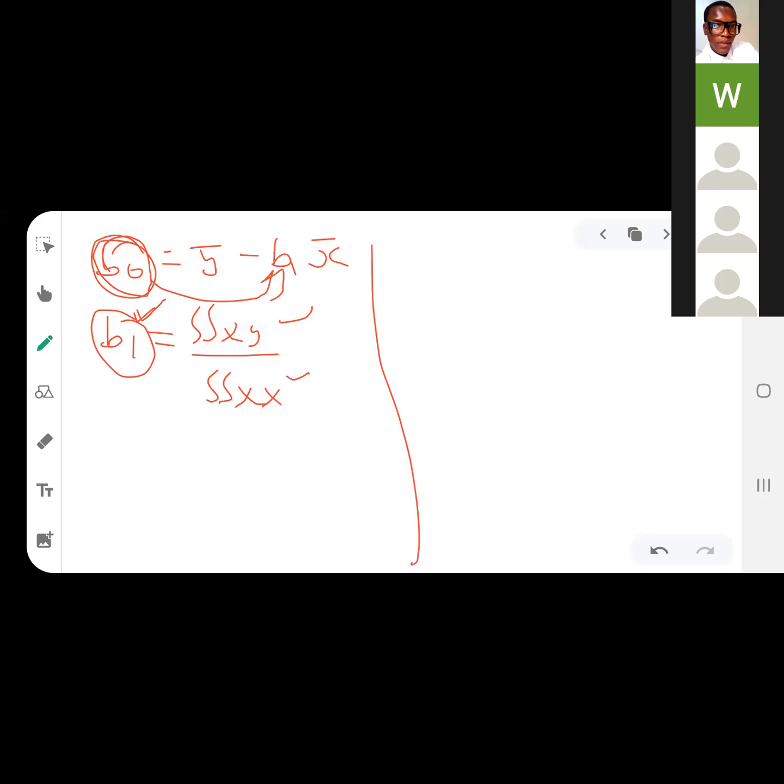So let's calculate B1. We start by calculating SSXY. It's given by the sum of XY minus the sum of X times the sum of Y, divided by the value of N. You will get all these values on your calculator. Make sure you correct me if I make a mistake.